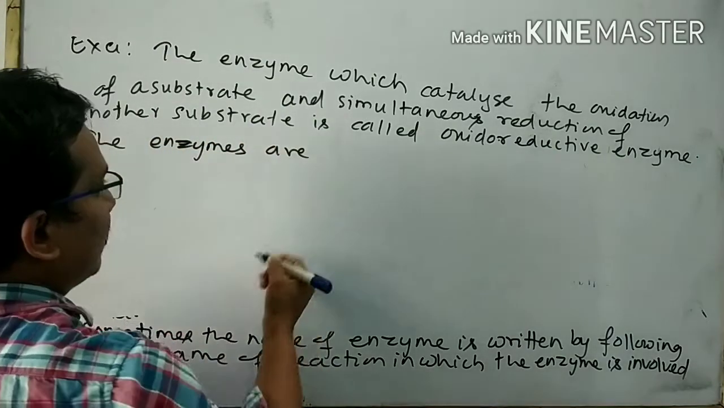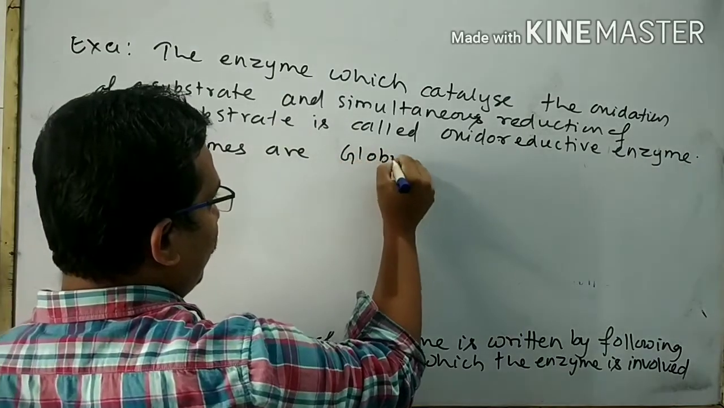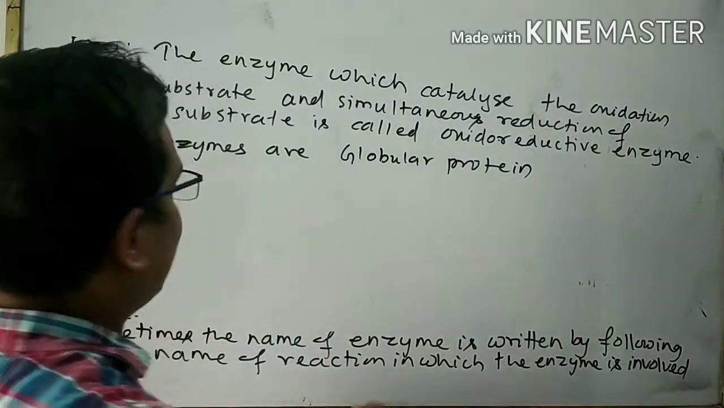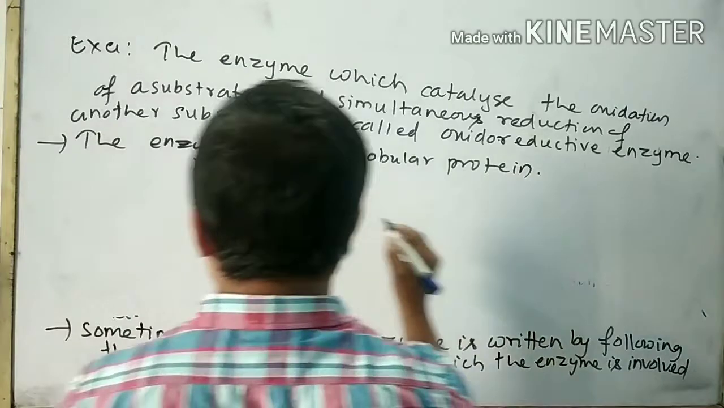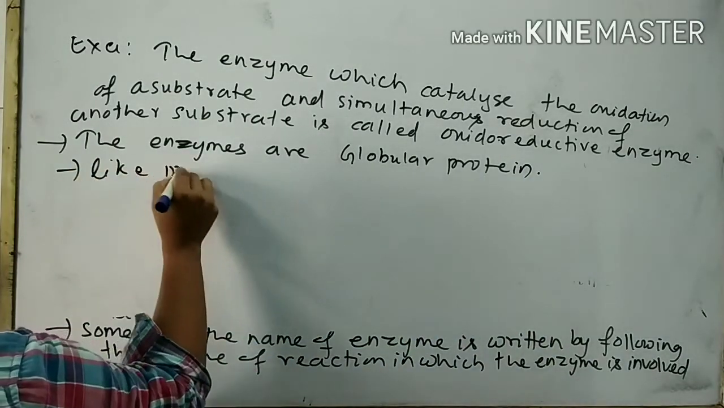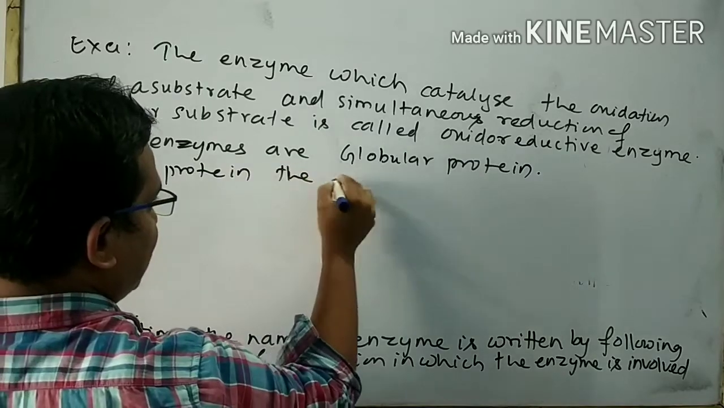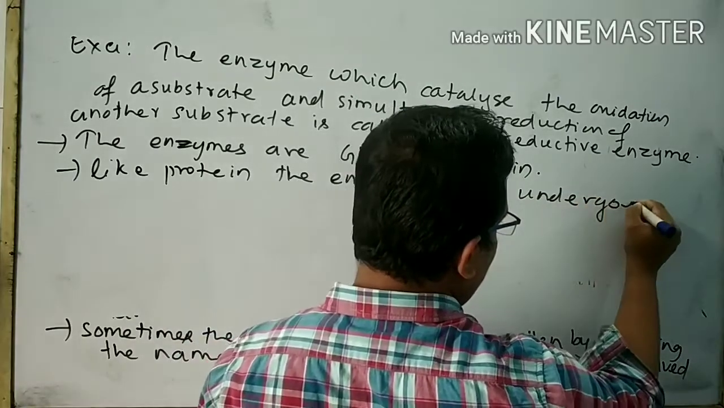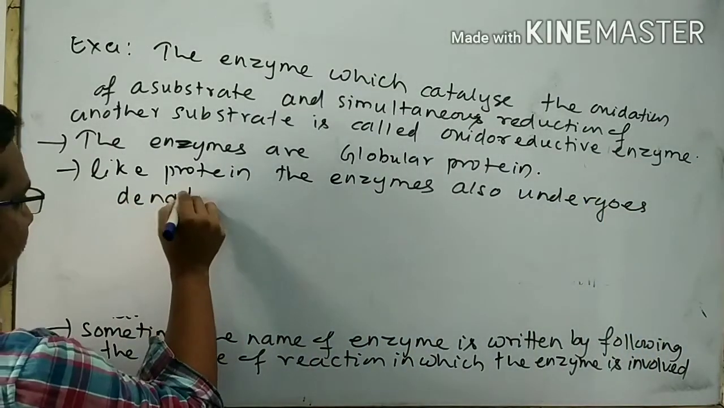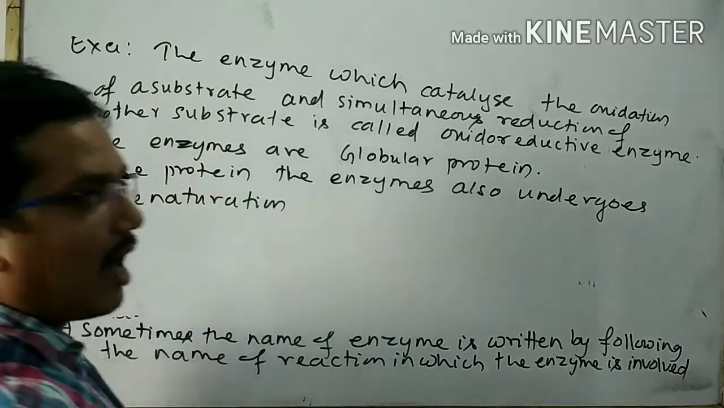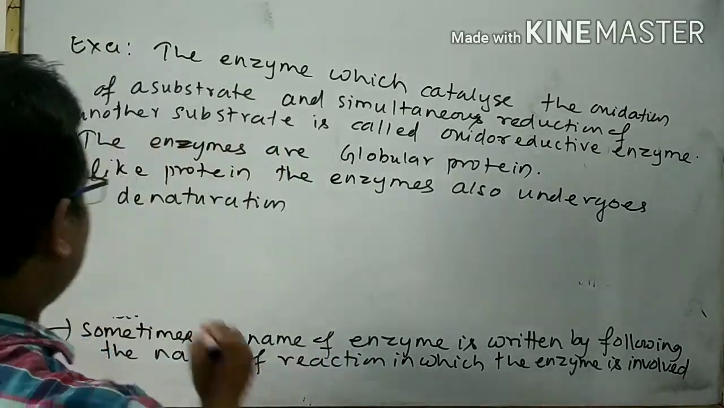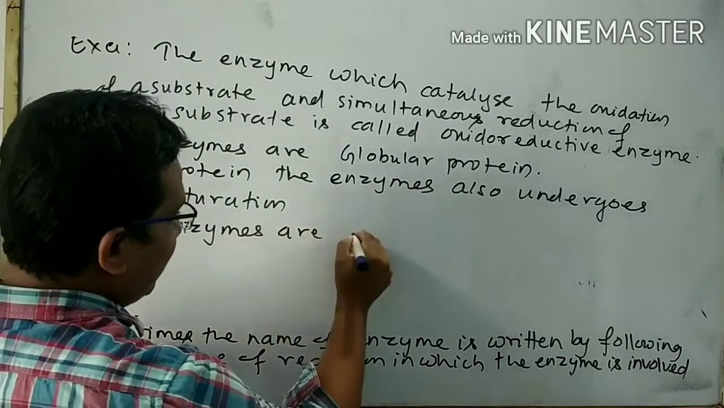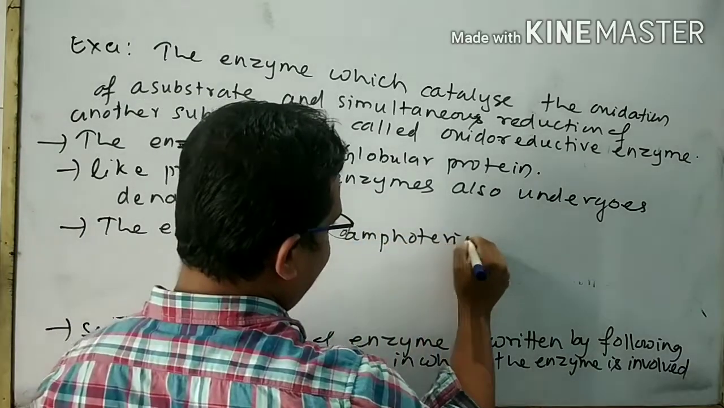Enzymes are globular proteins. Like protein, enzymes also undergo denaturation. Enzymes are amphoteric in nature like protein.